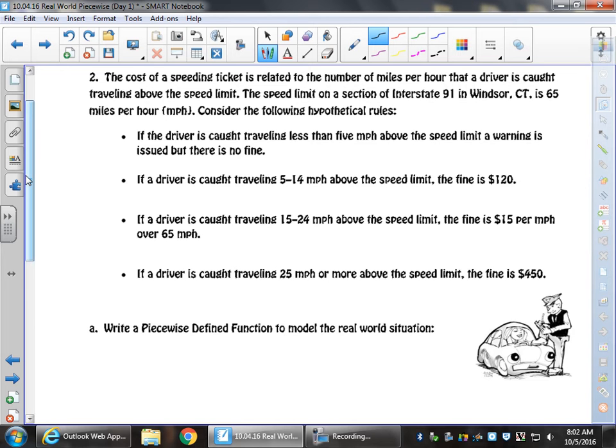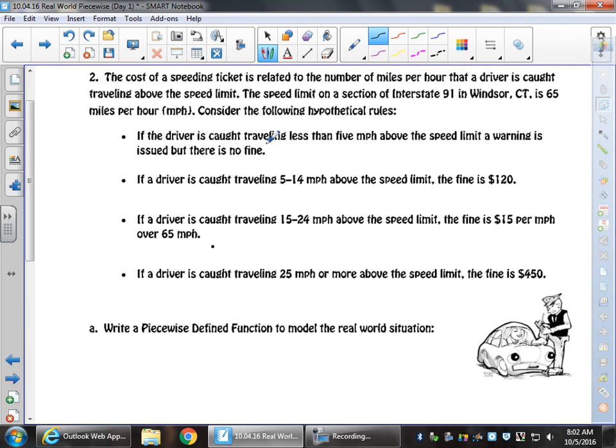Let's get there. Let's take it piece by piece. We're starting to talk about different pieces. How many pieces is this piecewise function going to have? 4. It's going to be 4, because we have to account for less than 65. So let's talk about piece by piece.